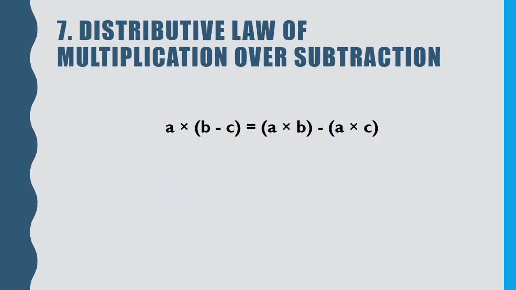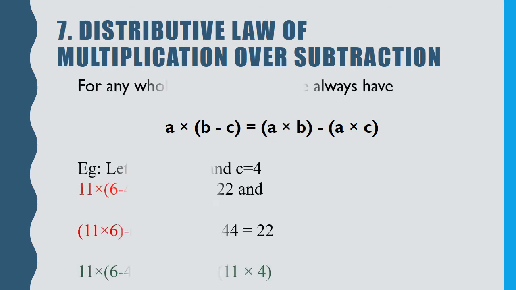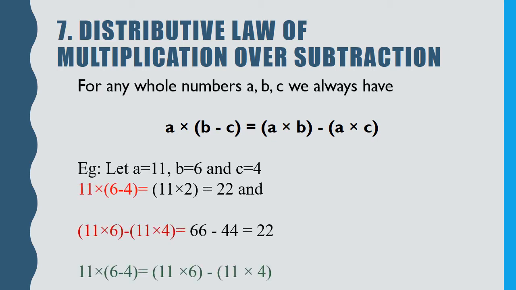Distributive law of multiplication over subtraction. In the last one we did it for addition, now we are doing it for subtraction. It is exactly the same property. We have just written A multiply B minus C, and then we can write A multiply B minus A multiply C. We are again going to verify it. We are taking A is 11, B is 6 and C is 4.